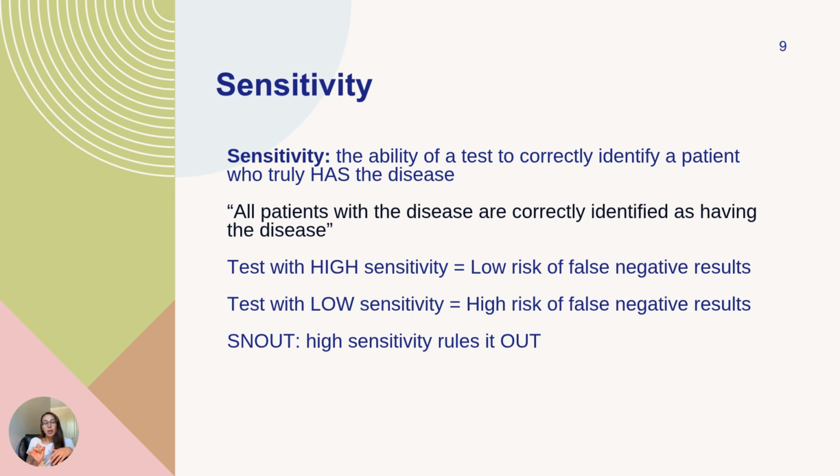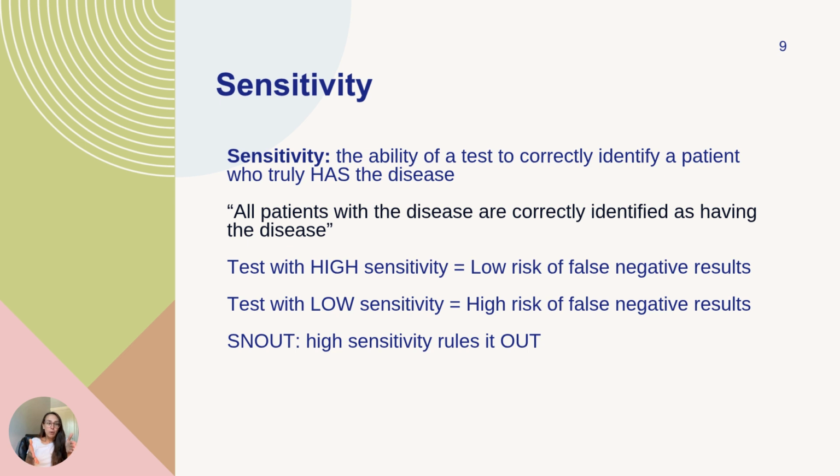In other words, all patients with the disease are correctly identified as having the disease with a high sensitivity. So a flip way to think about this is a test with high sensitivity gives you a low risk of false negative results, so you can trust that result. However, with a test with low sensitivity, there could be a high risk for false negative results. So you have to be careful if a test has a low sensitivity.